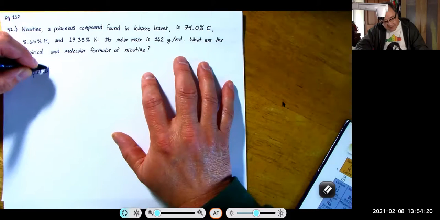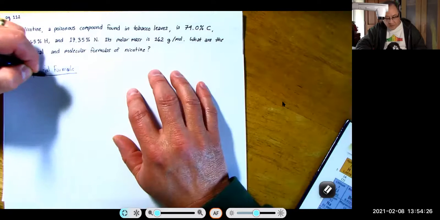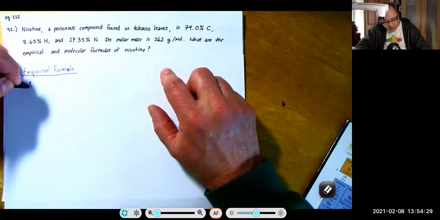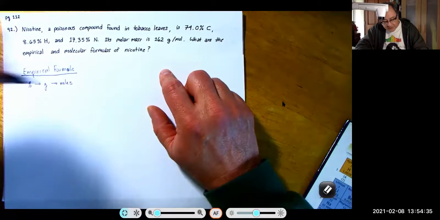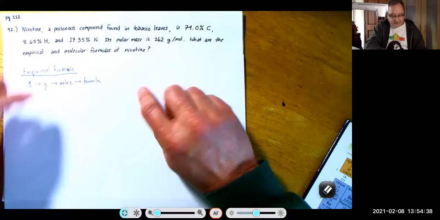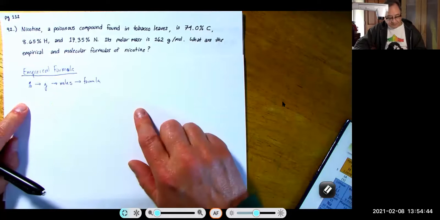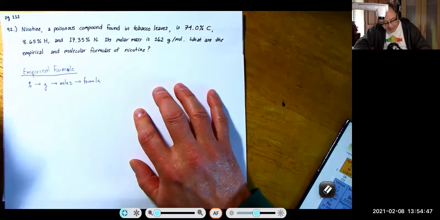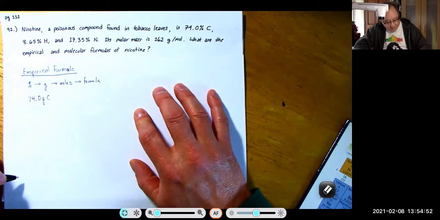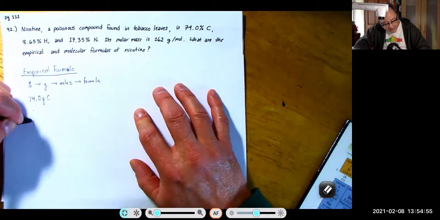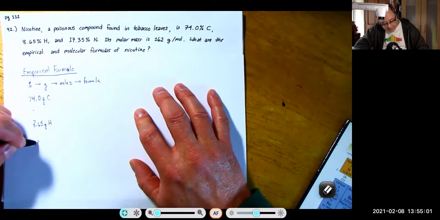So the empirical formula, here are the steps. When you're given the percentage, you take the percentages and turn them into grams, and turn them into moles. And then you use the moles to get the formula. So those are the steps. Take your percentages, turn them into grams, turn the grams into moles, and use your formula. So here's the first step. We're going to say we have 74.0 grams of carbon, 8.65 grams of hydrogen, and 17.35 grams of nitrogen.